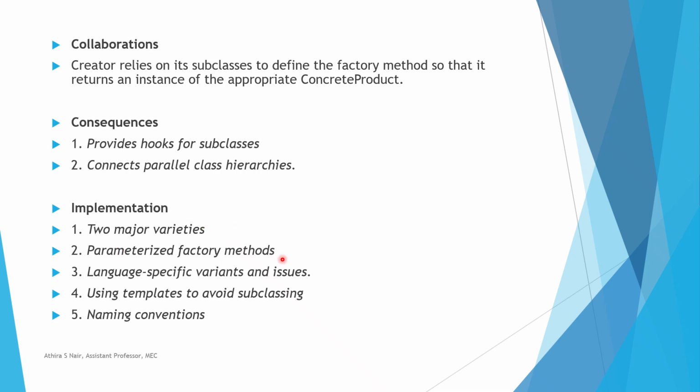Then parameterized factory methods. Another variation on the pattern lets the factory method create multiple kinds of products. The factory method takes a parameter that identifies the kind of object to create. Next is language specific variants and issues. Different languages lend themselves to other interesting variations.